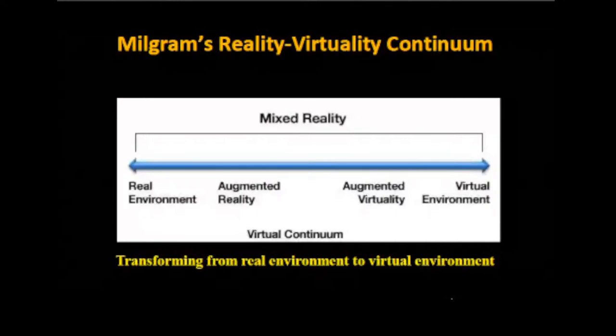So on one hand, we have a real environment on the left-hand side. On the right-hand side, we have a virtual environment. There is another technology considered as mixed reality, which is actually a different name for augmented reality or augmented virtuality. So on the left-hand side there is a real environment, on the right-hand side there is a virtual environment, and we are transforming ourselves from the real environment towards the virtual environment.